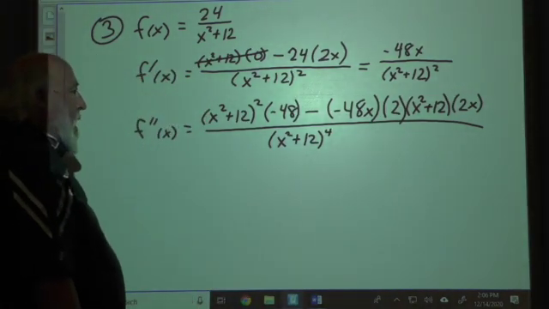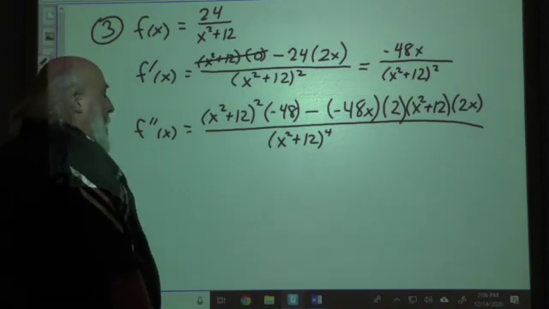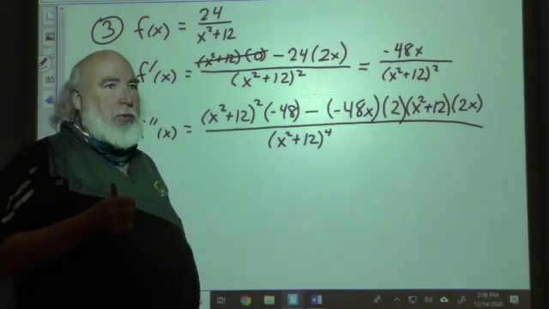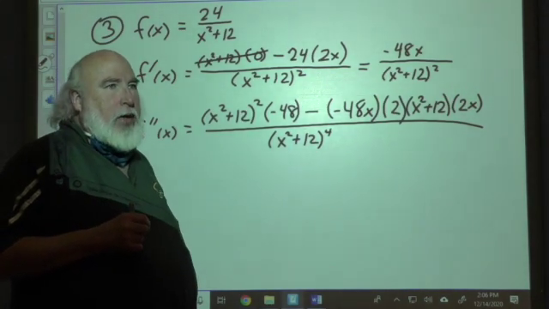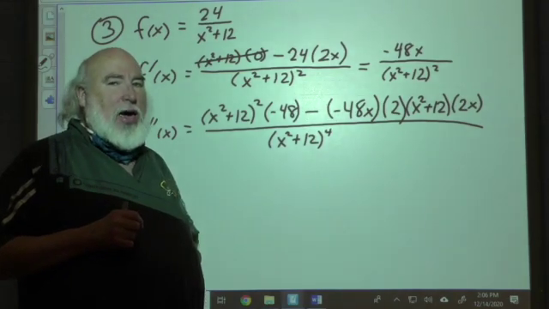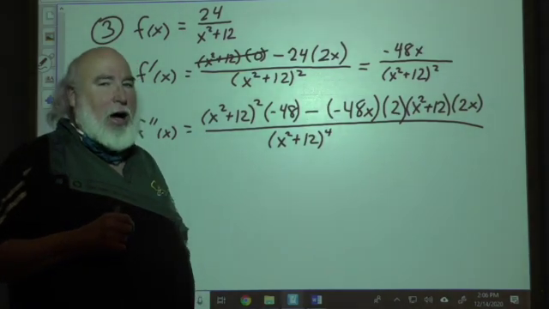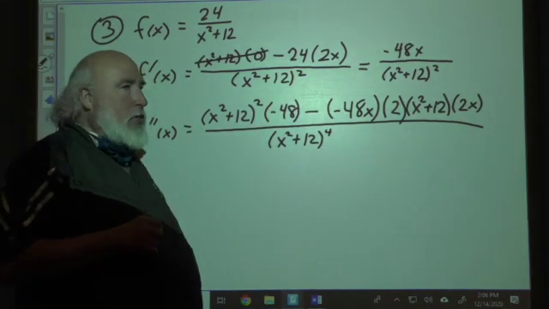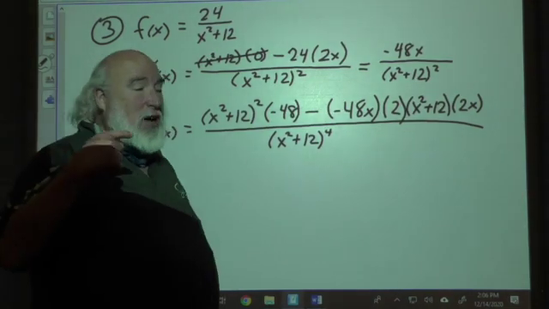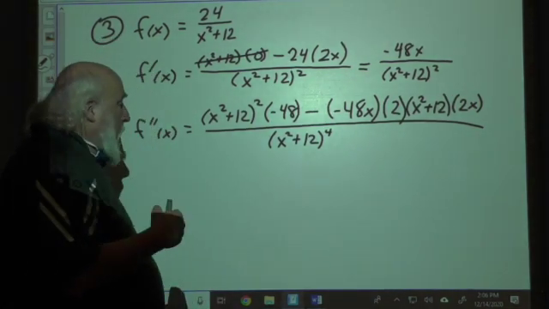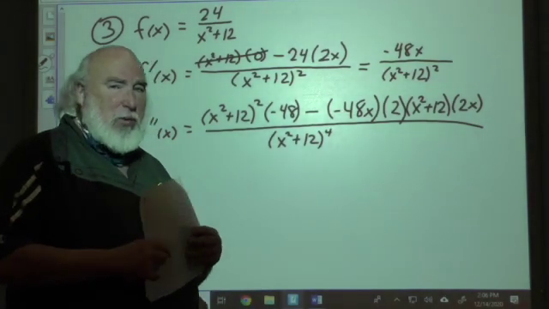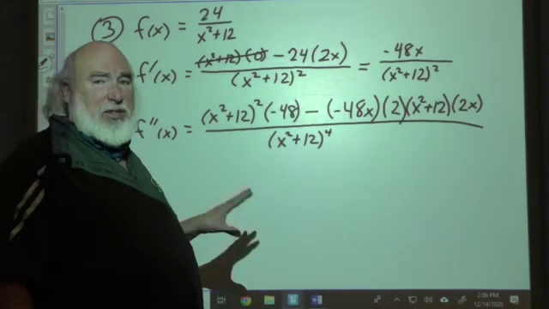Now, what happens next is really up to the professor you have when you take this class in college. There are some things to look for that will help you get what he or she is thinking of. You need to look for these little tricks of the trade, if you will, to simplify this as much as you can.